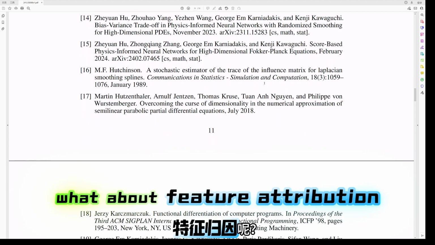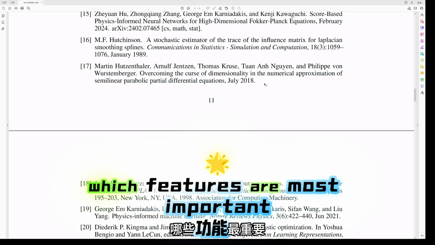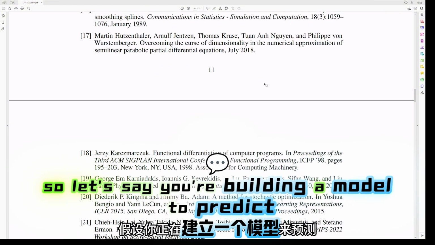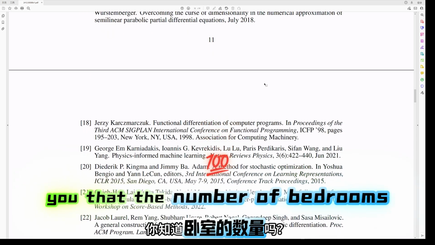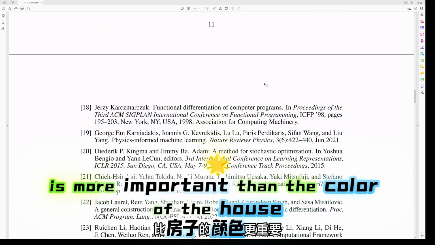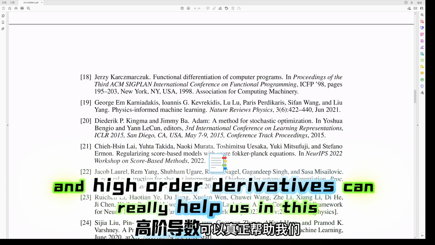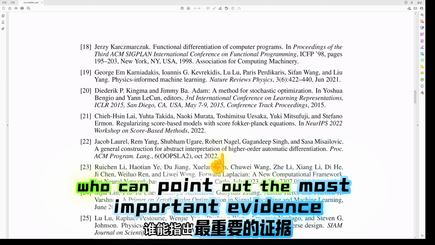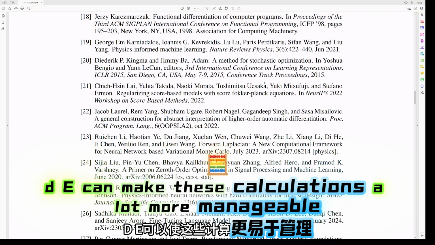Yeah. What about feature attribution? So feature attribution is about identifying which features are most important for a model's prediction. So let's say you're building a model to predict housing prices. Feature attribution might tell you that the number of bedrooms is more important than the color of the house. Right. And higher-order derivatives can really help us in this process. So it's like having a detective who can point out the most important evidence. Exactly. And STDE can make these calculations a lot more manageable.